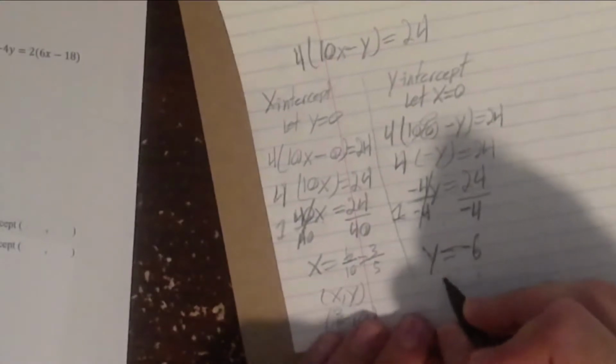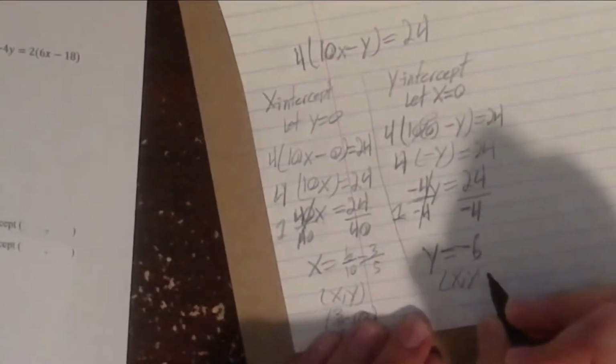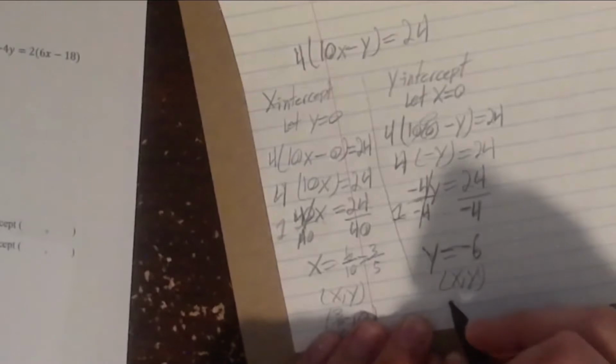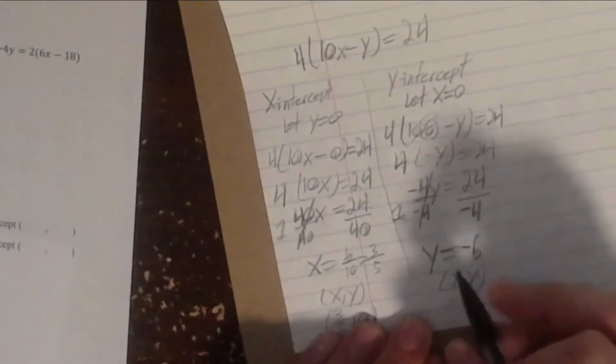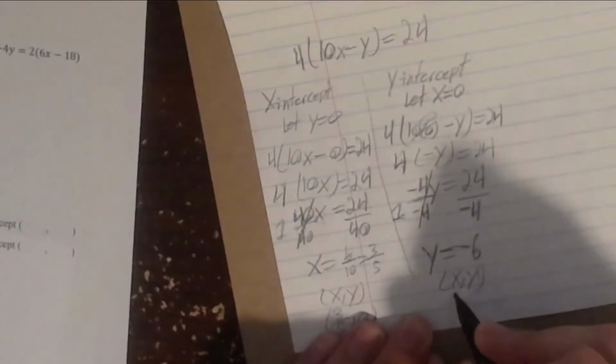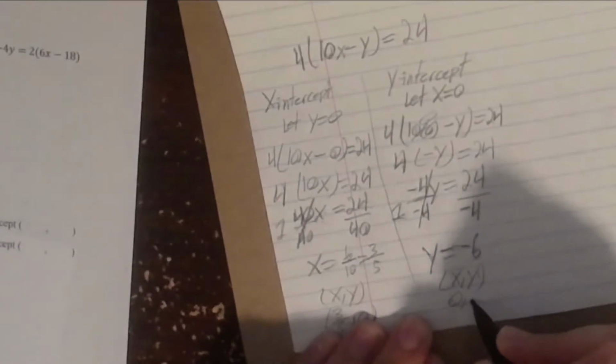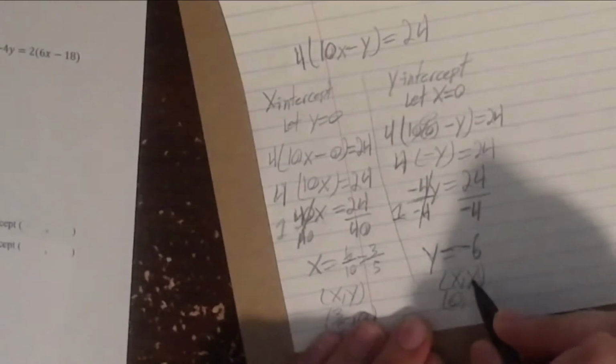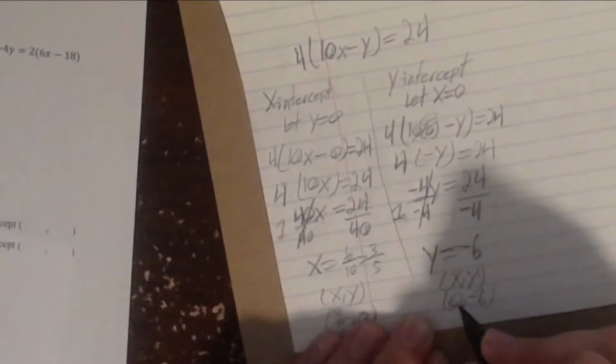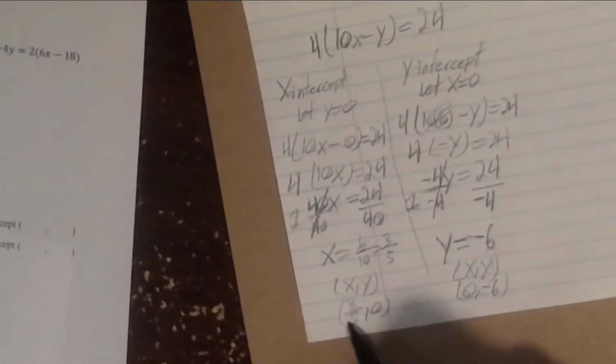What is our point? It's x comma y. It is going to be x is equal to 0, so that's why we set it. X comma, what is our y? Negative 6. So our y-intercept is 0, comma, negative 6.